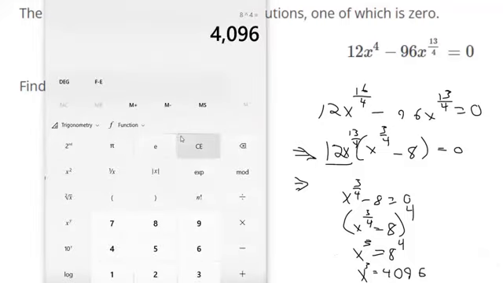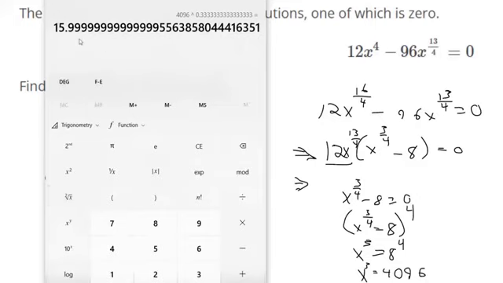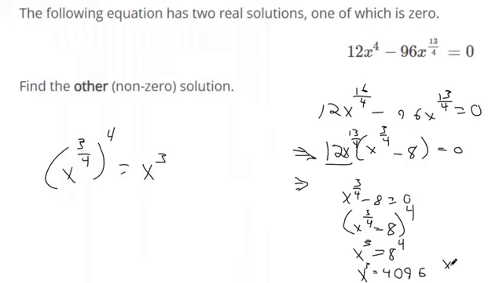And in case you're not sure how to find the cube root button on your calculator, you can just use the exponent button and then put 3, because a cube root means a 1/3 power. You can see it's approximately equal to 16. x equals 16 is our other solution.